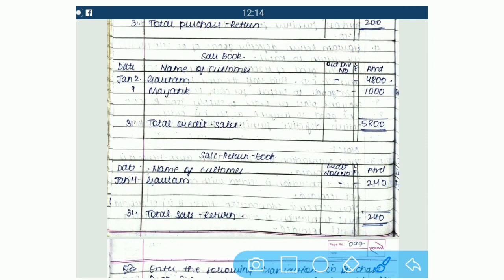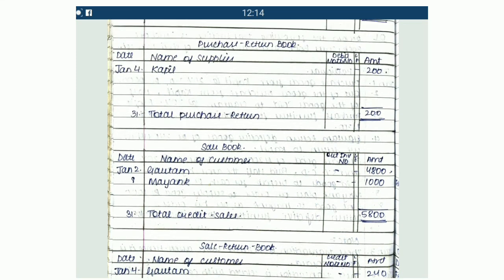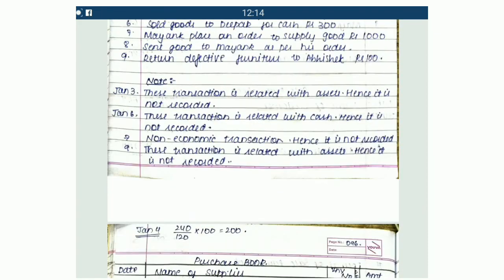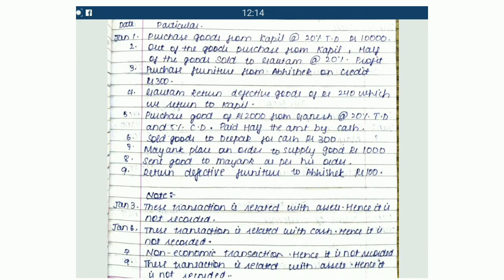Okay, so in the sales return account, only January 4th, the name of the party, Gautam, and 240 is kept with us as it is, with the profit. Now when we return these goods to Kapil, at that time there is a need to do the calculation because we are not going to give him our profit. So how do we have to calculate?